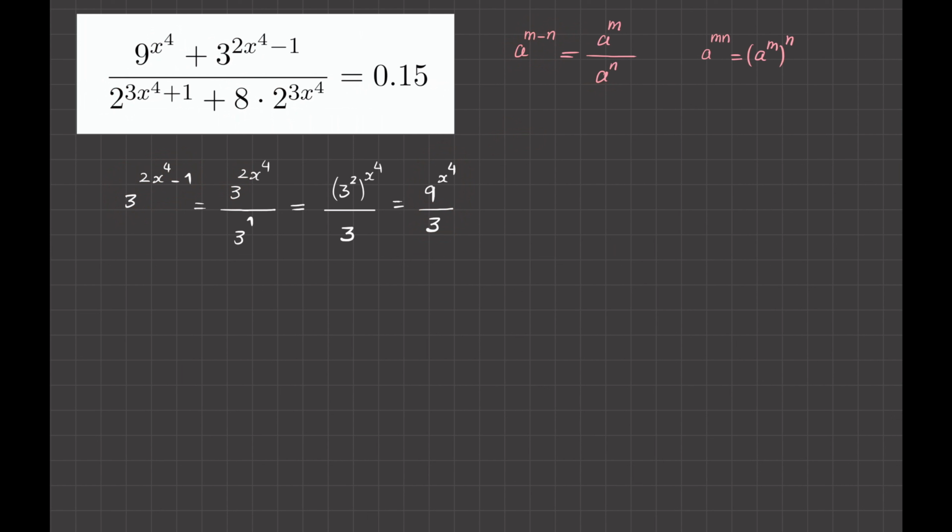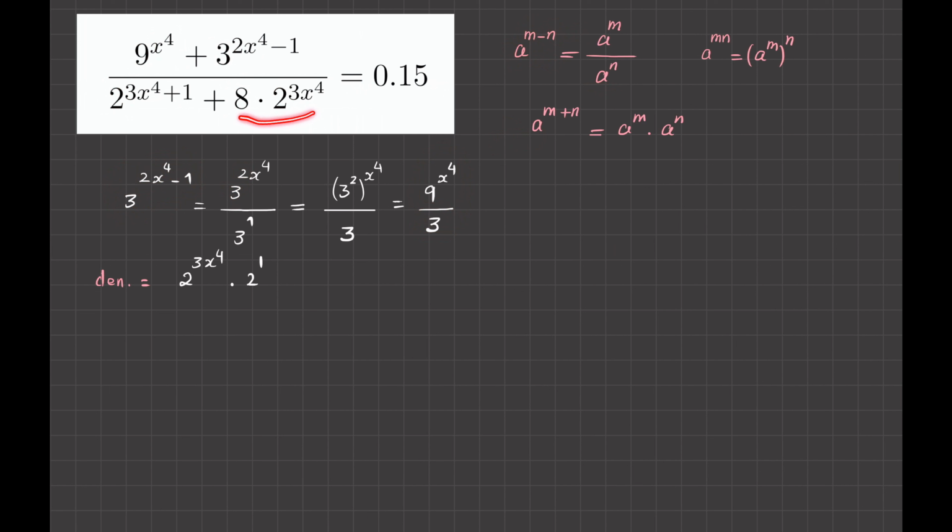Okay. For the denominator, let me write the denominator itself. I can write it in this form. The first term in the denominator, I can decompose as 2 to the 3x to the fourth times 2 to the power of 1. Which formula did I use? Of course, I used the formula that if I have a to the m plus n, I can write it as a to the m times a to the nth. Yes? Okay, but I can continue with the denominator.